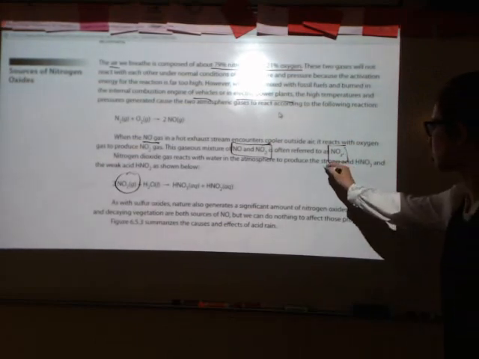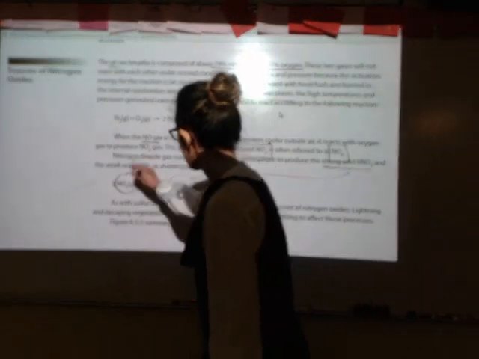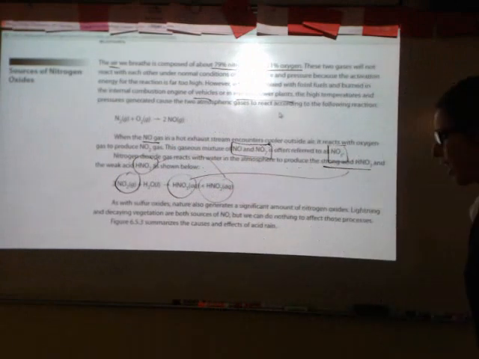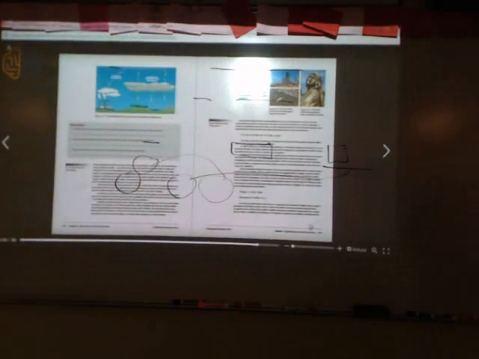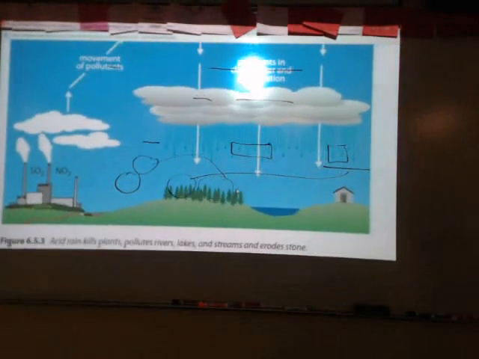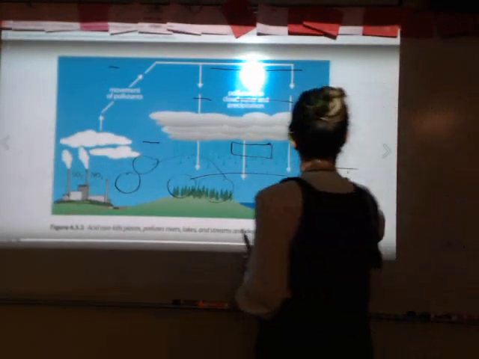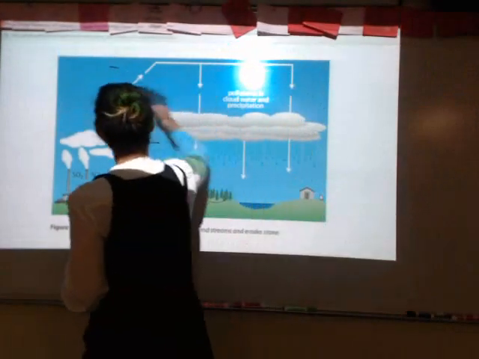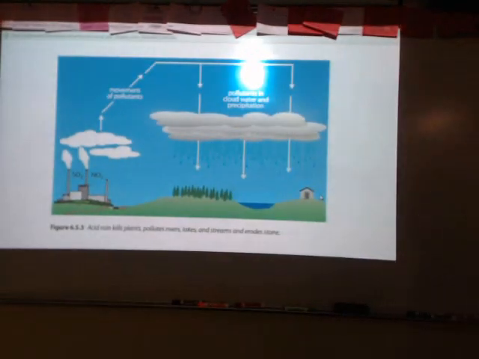You end up getting a strong acid, nitric acid, and then you get a weaker acid, nitrous acid. Okay? So let's turn the page, and a summary of the cause and effect of acid rain are given here.